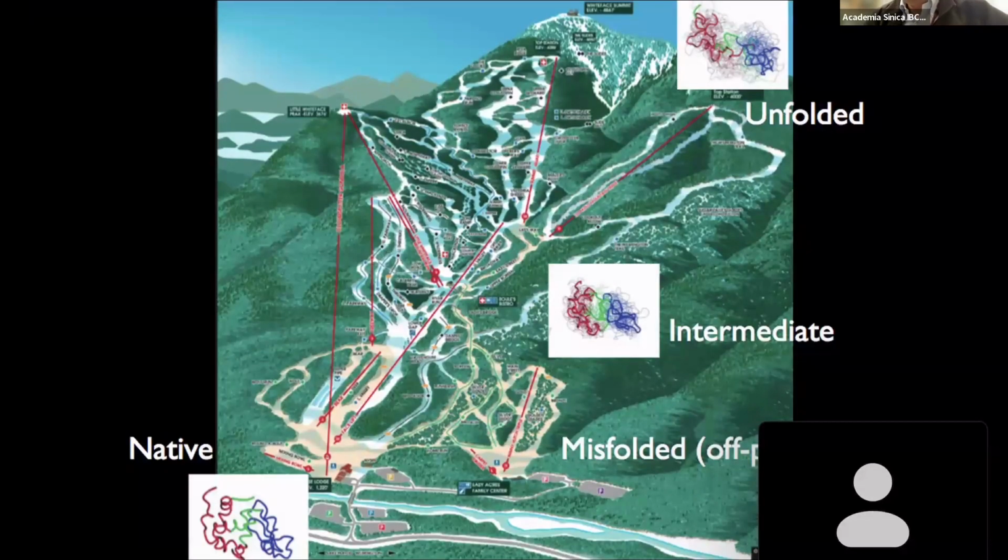Folding intermediates are actually problematic for proteins because you can imagine if you start from an unfolded high energy conformation going to the native state, you're trapped in the local minima, but you could go off pathway into a misfolded conformation. And that's the cause of many of the neurodegenerative diseases, such as Parkinson's disease and Alzheimer's disease.